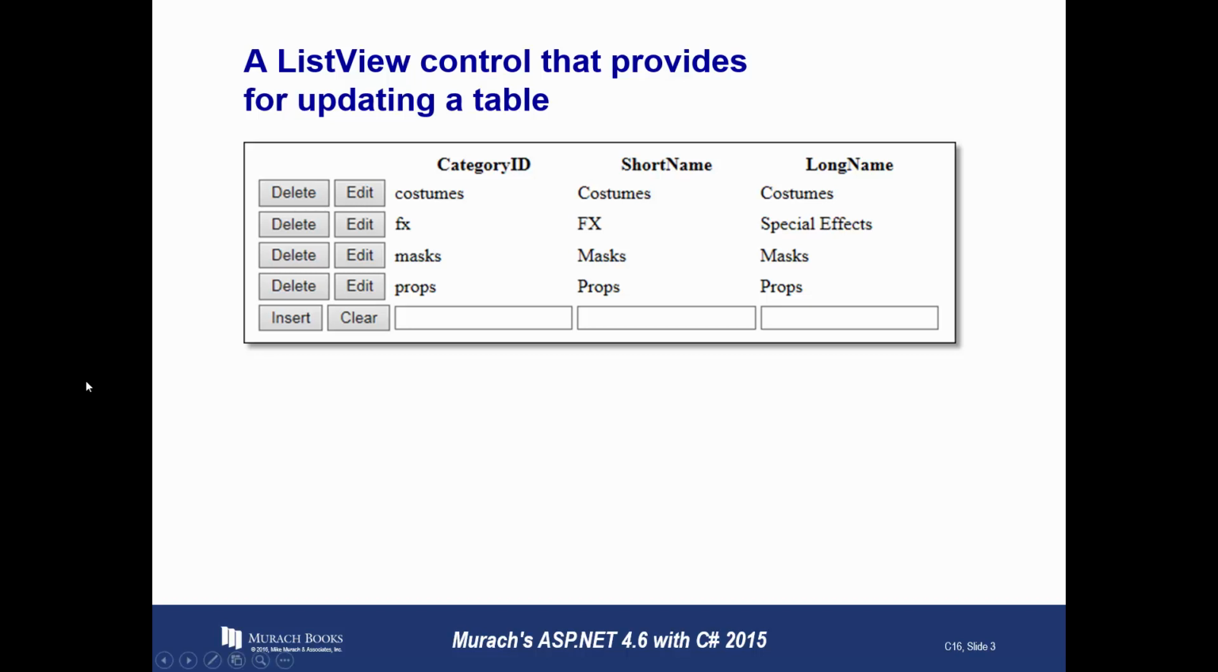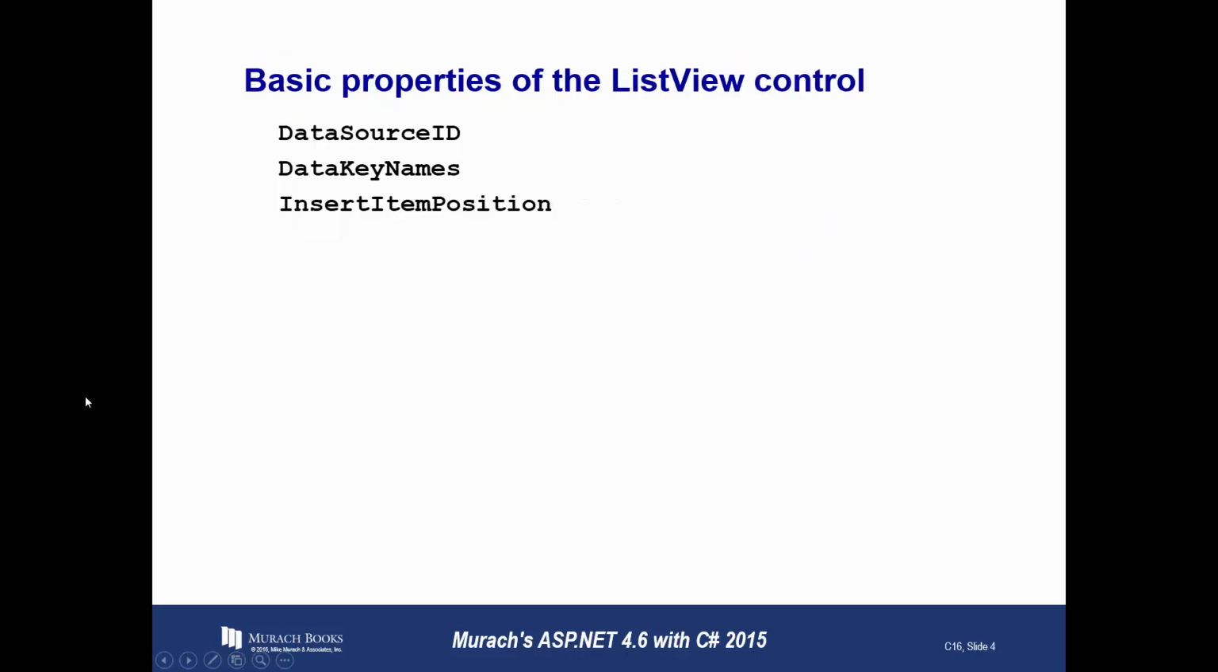All right. If we take a look here, here are your basic properties of the list view control. Our old friend, the DataSourceID, which is the ID of the data source we're binding to. Our DataKeyNames, which are the names of the primary key fields separated by commas. And the InsertItemPosition, which is the location within the list view control where the insert item template will be rendered. You can specify here FirstItem, LastItem, or None.